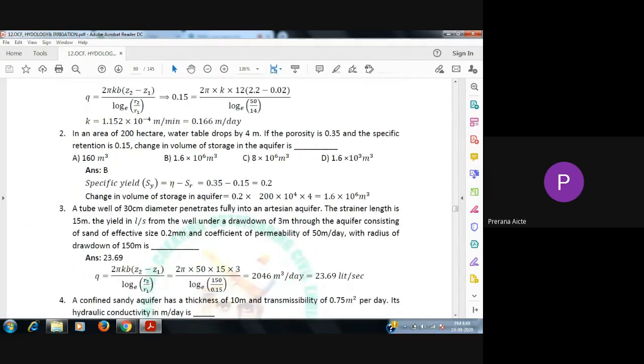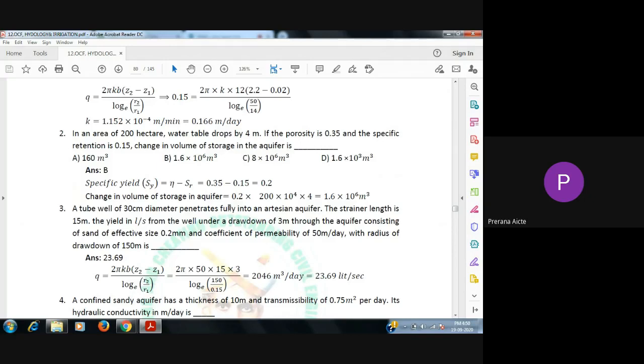In an area of 200 hectares, the water table drops by 4 meters. If the porosity is 0.35 and the specific retention is 0.15, what is the change in volume of storage in the aquifer? So now we are supposed to remember the definition. Porosity N equals SY plus SR, so SY equals N minus SR.